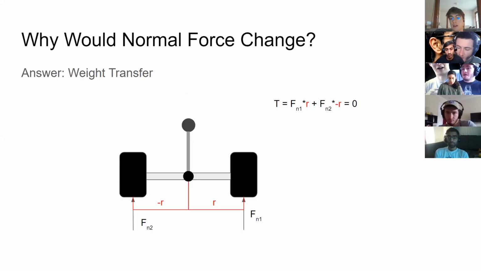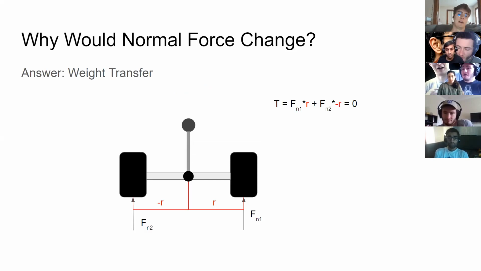So another question we have is, why would the normal force on your tires change? And so the answer is something that we call weight transfer. So I'll do a little bit of math here, but it's very abstract, and so hopefully it's kind of straightforward to understand.